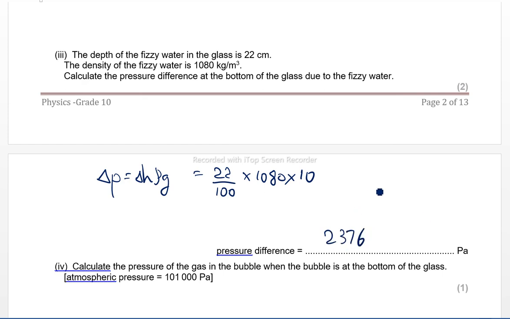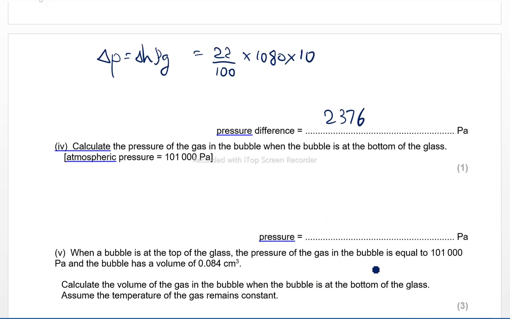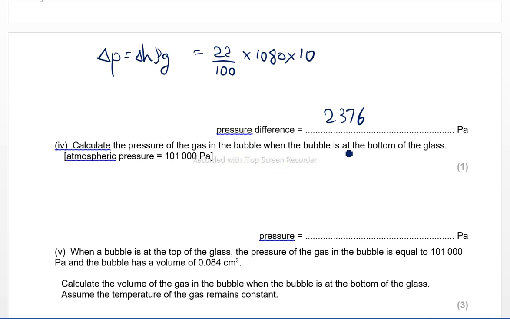2376. Okay. Right. Next question. Calculate the pressure of the gas in the bubble when the bubble is at the bottom of the glass. Atmospheric pressure is 101,000 pascals. Here it's a simple equation to use.